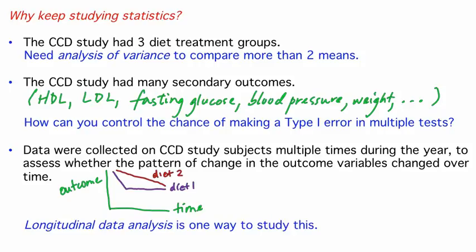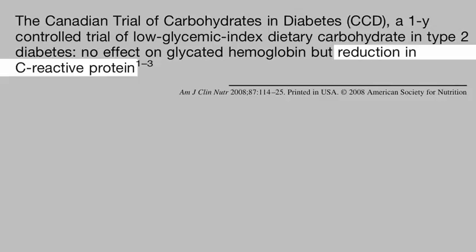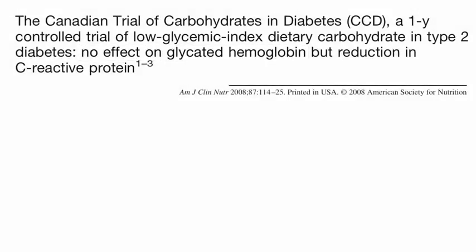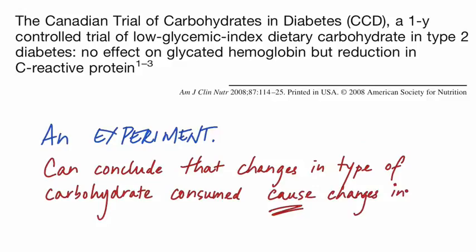But even with the elementary methods that we've learned so far, we were able to show the main findings of the study. Here's the title from the main paper published from the study in the American Journal of Clinical Nutrition. You can see that differences among the diets in CRP was found, but not differences in HbA1c or glycated hemoglobin. And that's exactly what we found. Moreover, the CCD study was an experiment. So any changes among the diet groups that we saw can actually be attributed to the diet. We can say that dietary changes do cause changes in CRP.